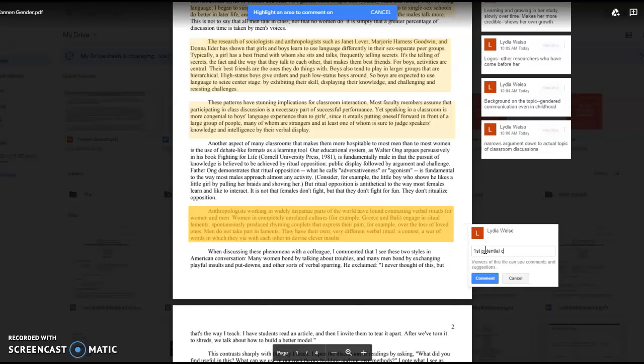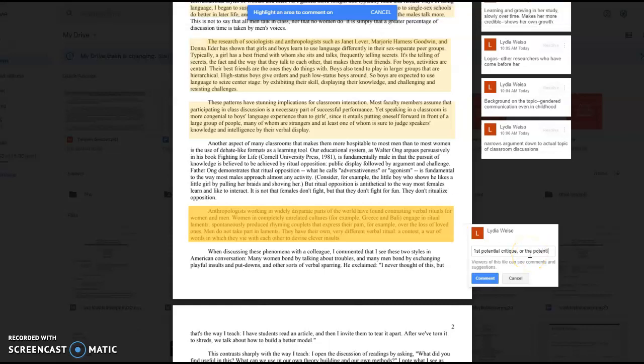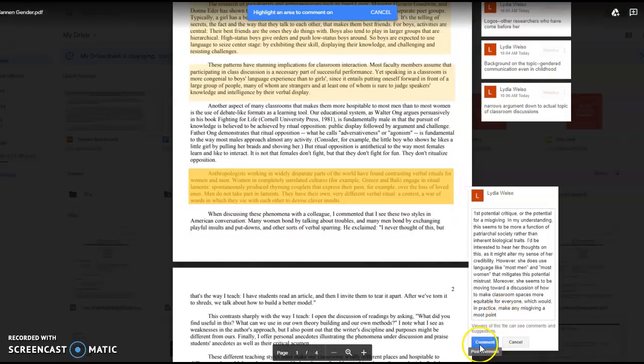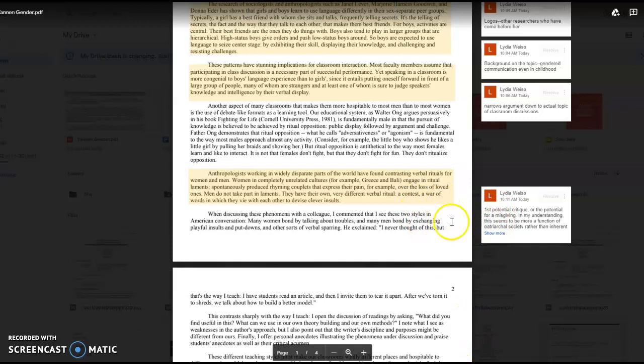So I'm not even calling this a critique so much as a potential critique, or the potential for a misgiving. And then I'm just going to write down what I said so that I don't lose this note. So in function of, so there we are, there's my comment, and obviously it was a pretty long one.